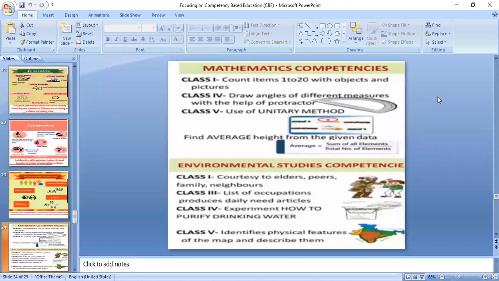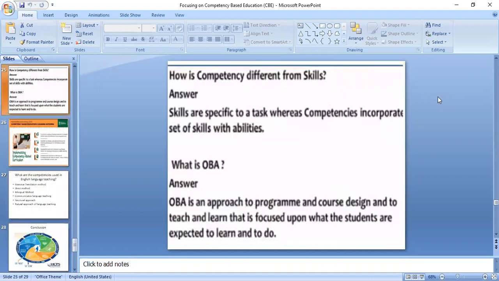Next is class 1 to 3 environmental studies competencies. What are they? Courtesy to elders, peers, family, and neighbors. List of occupations, produces daily and articles. Experiment how to purify drinking water. Identify physical features of the map and describe them. So this can be the process in the classroom used by the facilitator to boost their mind.